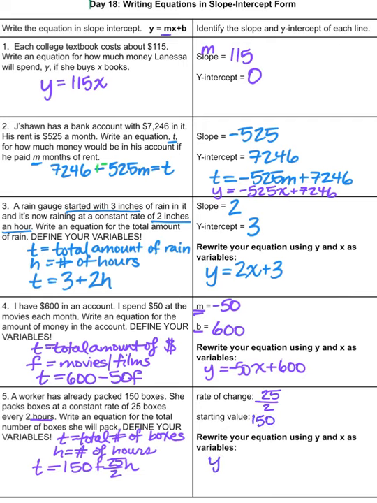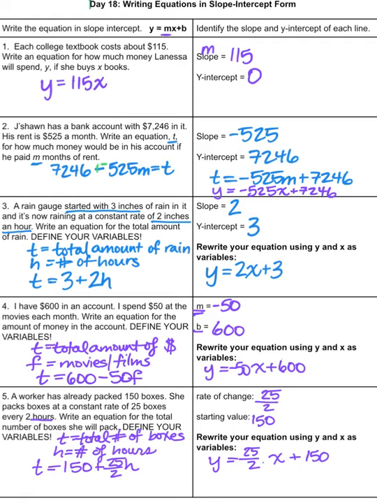So to rewrite it as y equals mx plus b, let's go ahead and erase the m first. So my slope is 25 over 2. And my y-intercept would be 150, the starting value. So that's how you write an equation in slope-intercept form.